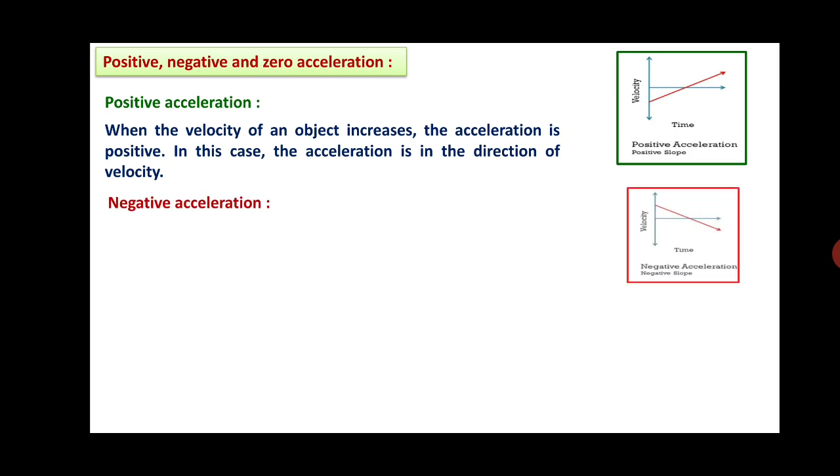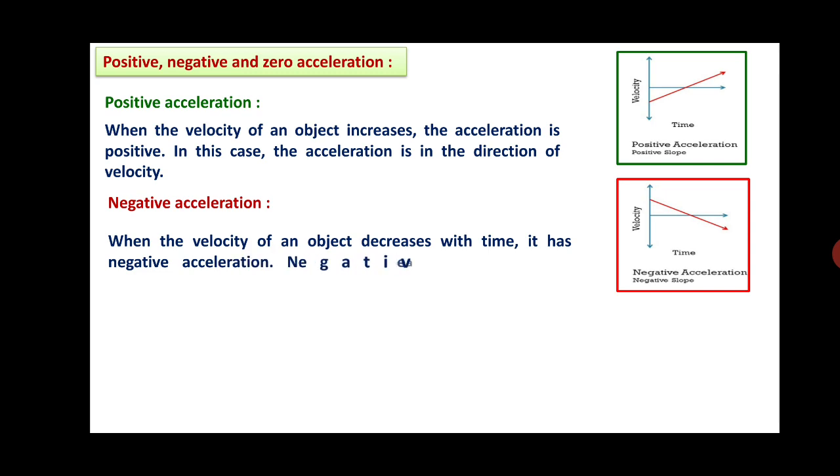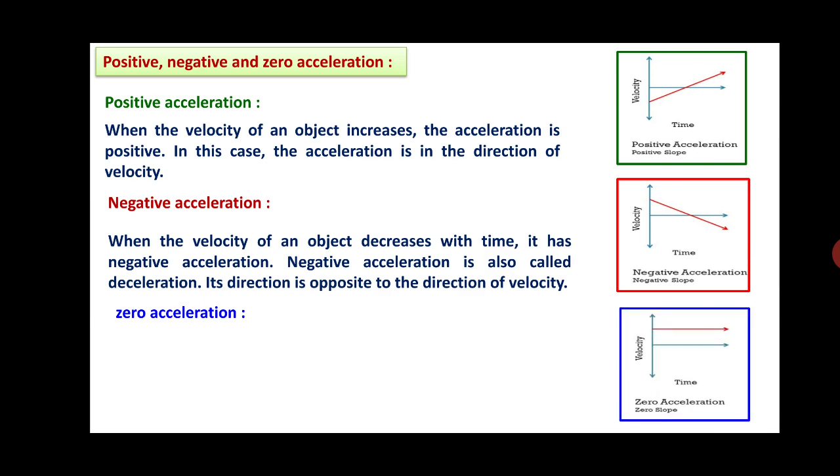Negative acceleration. You could see this figure wherein you can say when the velocity of an object decreases with time, it has a negative acceleration. Negative acceleration is also called deceleration. Its direction is opposite to the direction of the velocity. You could see the red color line which is downward. It is decreasing.